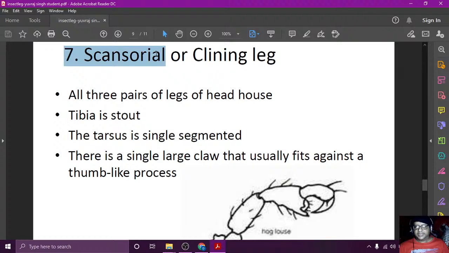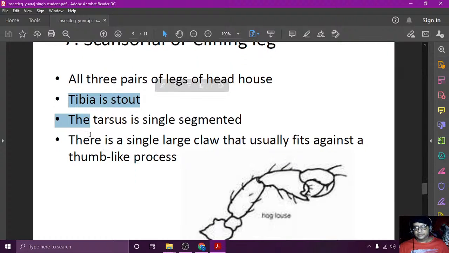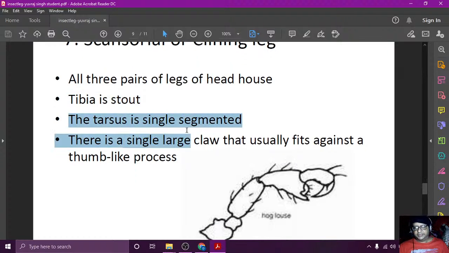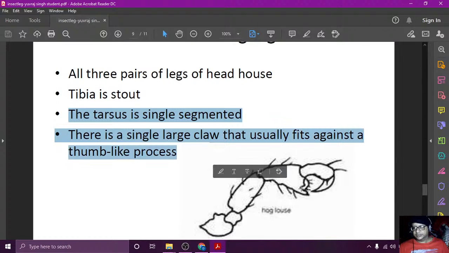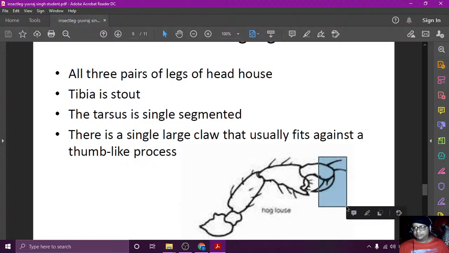Then you have the scansorial or clinging leg. All three pairs of legs are like this. The tibia is stout. The tarsus is single segmented. There is a single claw that usually fits against a thumb-like process. So this is the thumb-like process. It's for clinging.